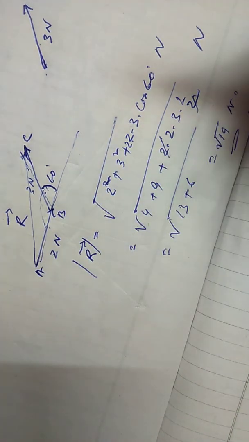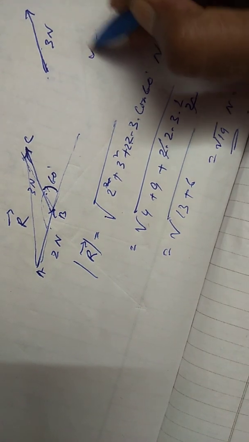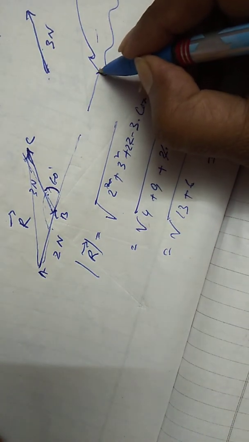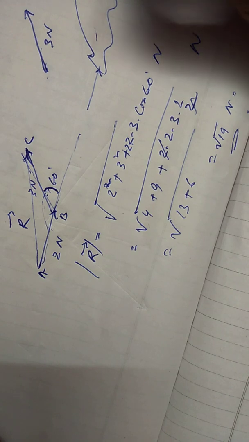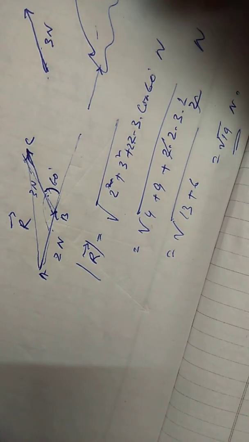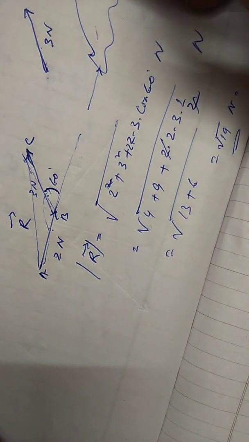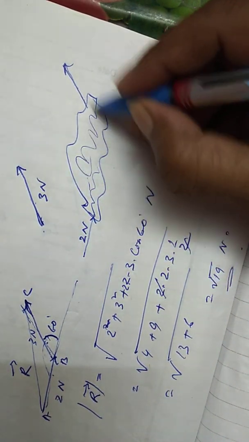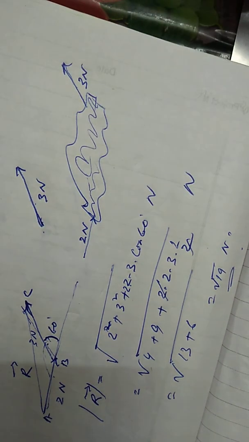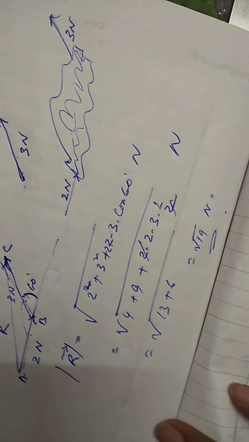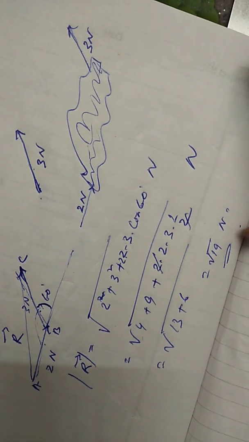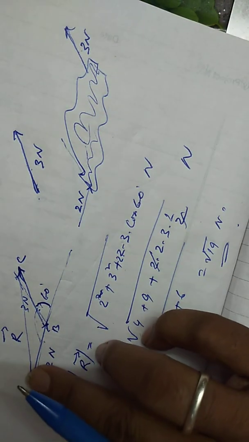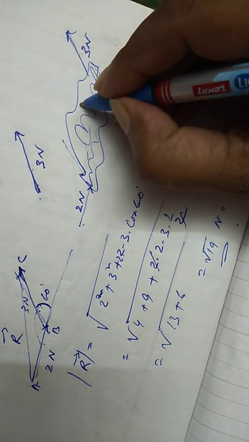So when two vectors act, suppose this is an irregular body and 2 Newton is acting in this direction on this body and 3 Newton is acting in this direction, to get the net force, we must bring this 3 Newton here, what we did here. Or you can bring 2 Newton to here. You will get the same result.